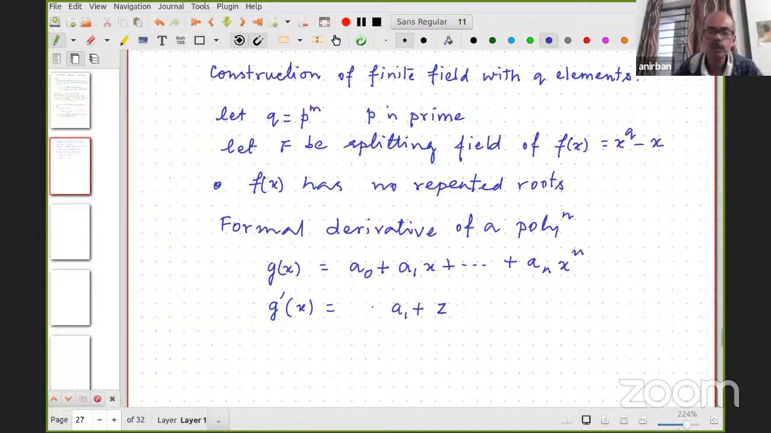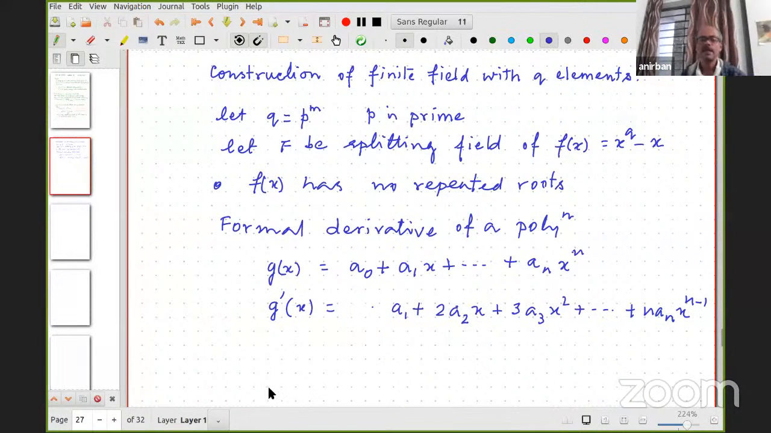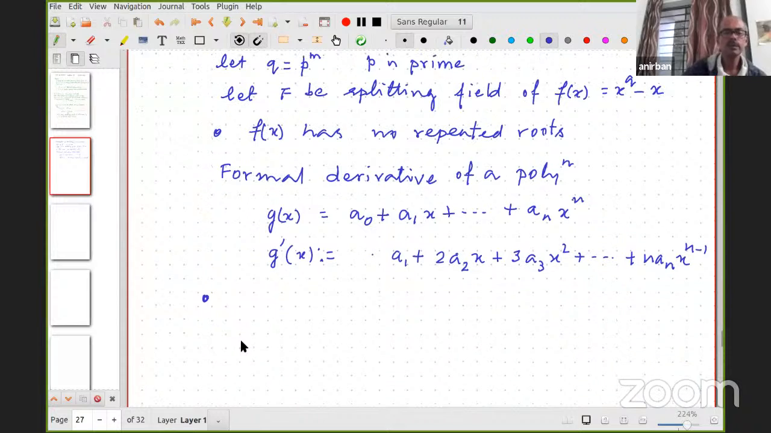So this is going to be a1, plus 2 times a2 x, because the derivative of x squared is 2x, and 3 times a3 x squared, and so on, up to n times a n x to the n minus 1. So the degree reduces by 1, as we expect it to be. So that's just the definition.